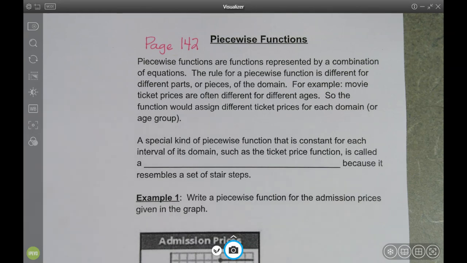So piecewise functions are functions represented by a combination of equations. The rule for a piecewise function is different for different parts or pieces of the domain. For example, movie ticket prices are often different for different ages.